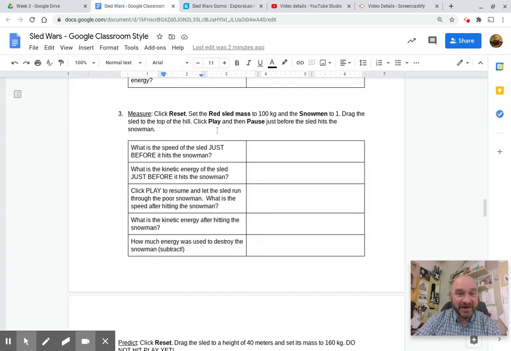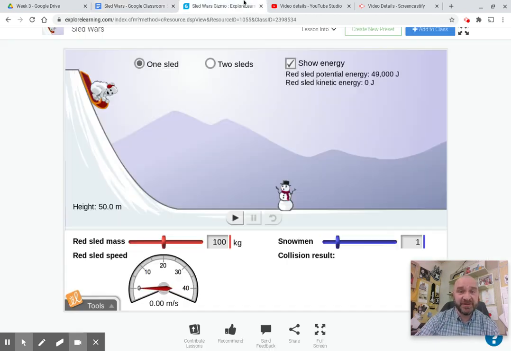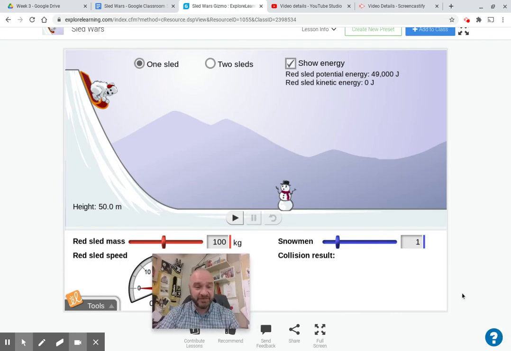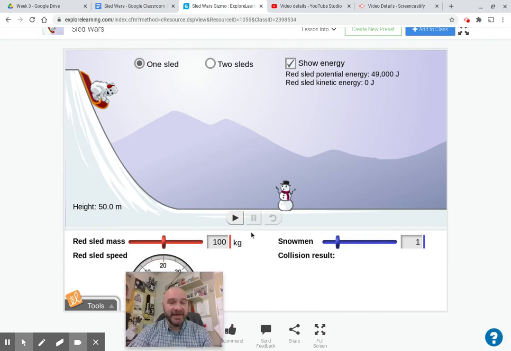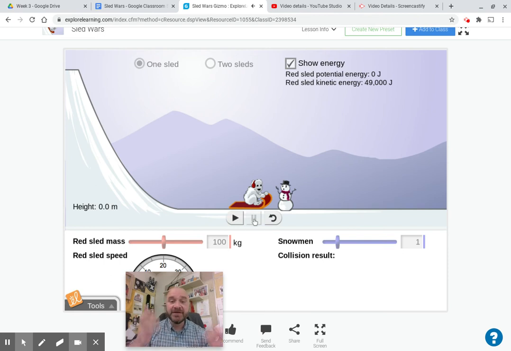All right. Click play and then pause just before the sled hits the snowman. All right. So what was the speed of the sled just before it hits the snowman? So I'm going to cover the answer. And then I need to pause before I bring total carnage to this snowman. There we go. So I have not destroyed the snowman yet, and I need to record the speed that is currently covered by my face.